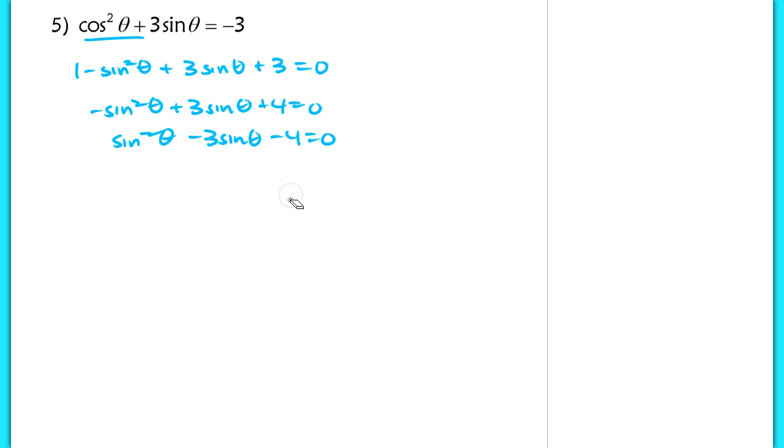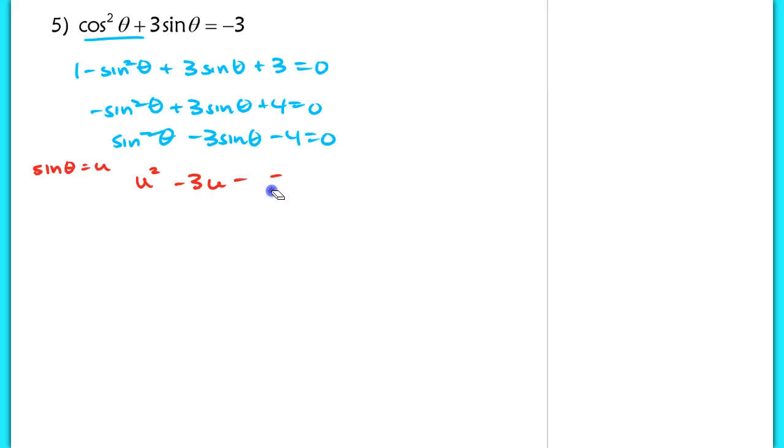Okay, so I can factor that like I normally would with a quadratic. And if you're not recognizing this, I'm going to make the substitution that sine of theta equals u. So I have u squared minus 3u minus 4 equals 0. So that's what I mean about it being quadratic-like. So you can factor it just like you would a normal quadratic.